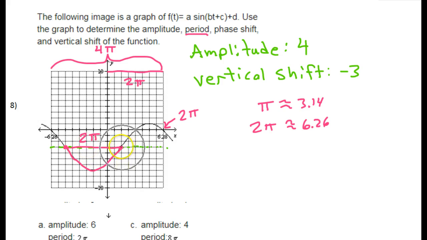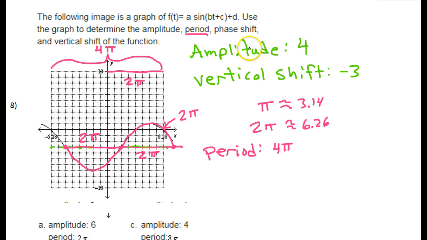Okay, so that means these 8 squares right here will also be 2 pi. That means that the entire graph, if I look at a full period, this must be another 2 pi over here. So the period must be a total of 4 pi. Okay, so the period is 4 pi.